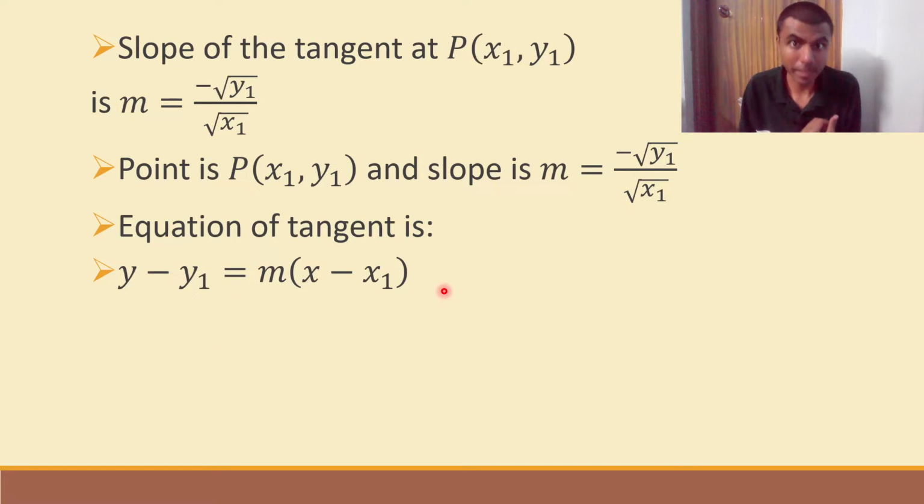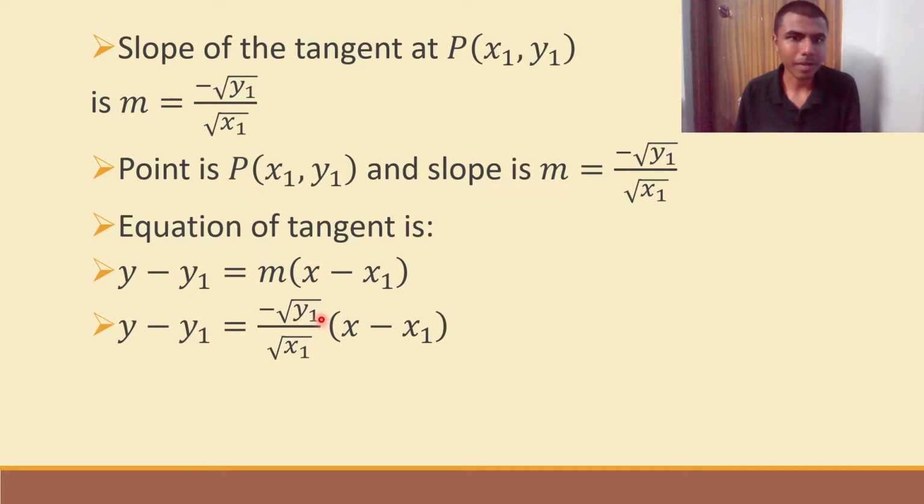This is how I am going to get the equation of tangent. Now what is my m? m is nothing but minus root y1 by root x1. Now y minus y1 is nothing but minus root y1 by root x1 into x minus x1. From here on some solving is involved and I sincerely request your attention.